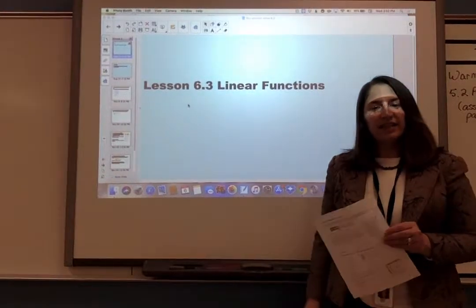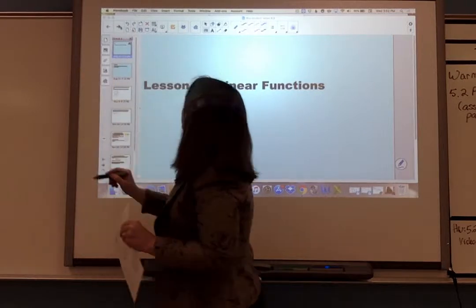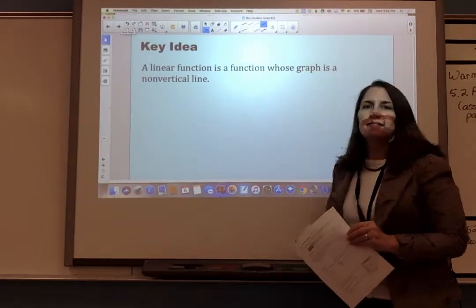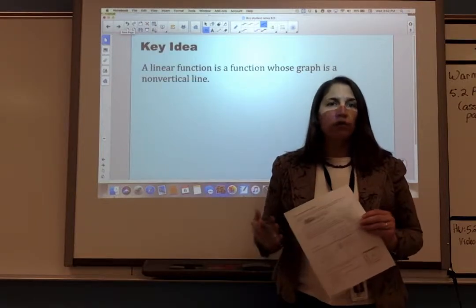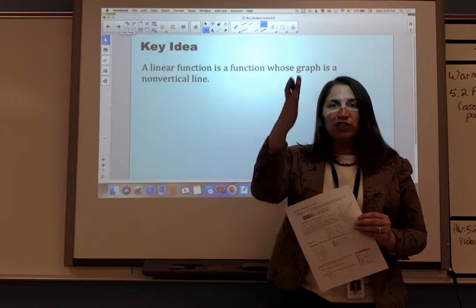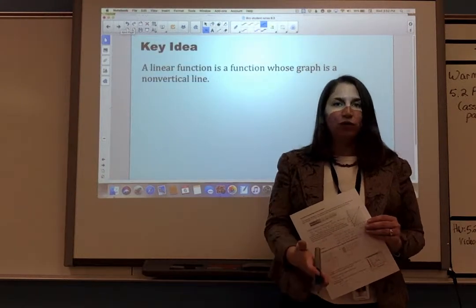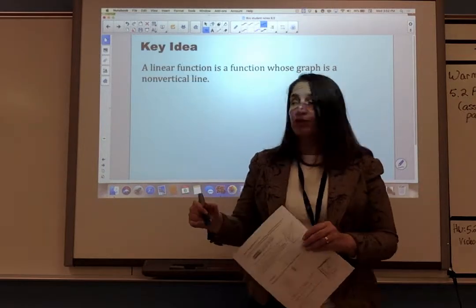Students, today's lesson is on linear functions. So let's go ahead and start with a key idea, and that is that a linear function is a function whose graph is a non-vertical line. Linear meaning that it's a line, and for it to be a function, it cannot be a straight up and down vertical line. Any other type of line would be a linear function.